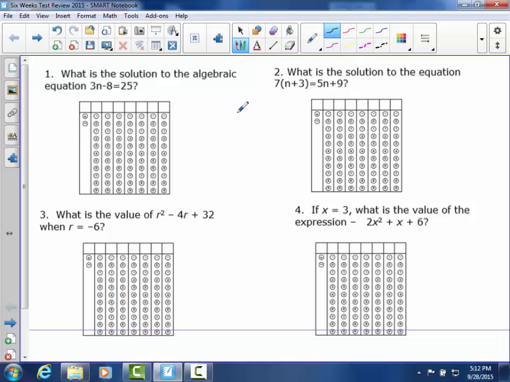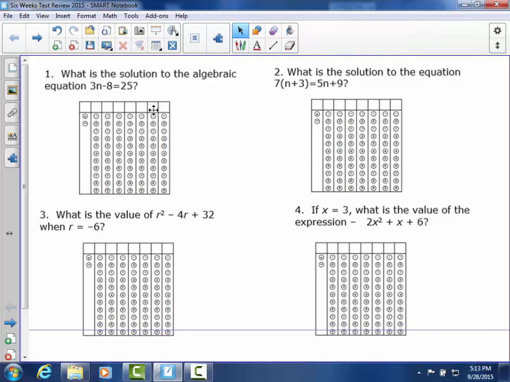Okay, so the purpose of this video is for those of you who aren't in class or who might have not gotten all the questions answered in class on your review for your 6 weeks test. All right, so what is the solution to the algebraic equation 3n minus 8 equals 25?